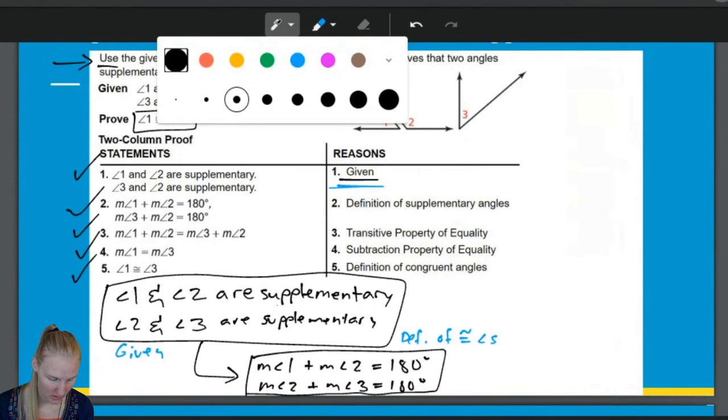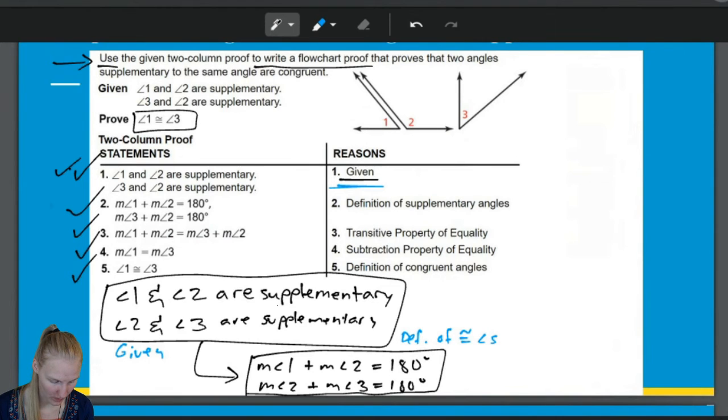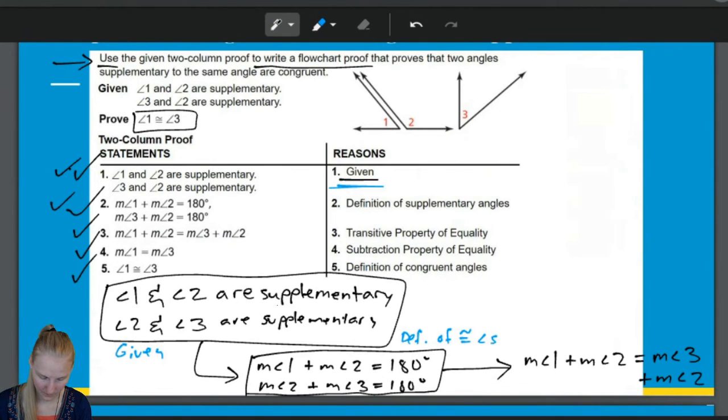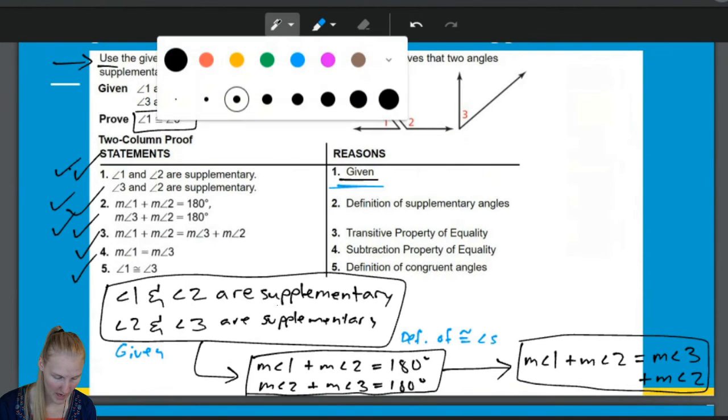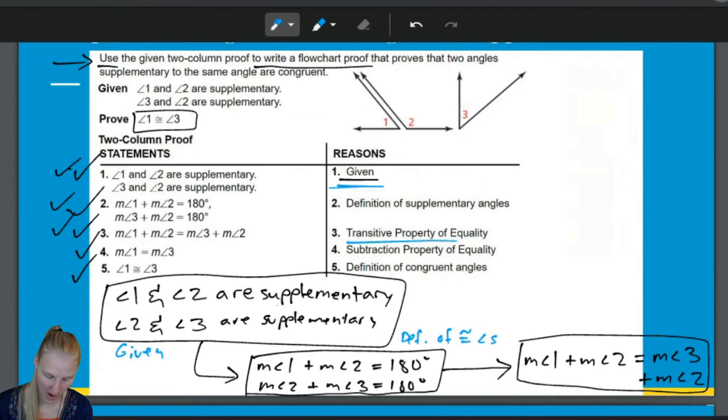Okay. Perfect. So we finished step 1, we finished step 2. Now step 3, the third box, I have that the measure of angle 1 plus the measure of angle 2 equals the measure of angle 3 plus the measure of angle 2. That's my third box because it's my third step. And the reason for that was the transitive property of equality.